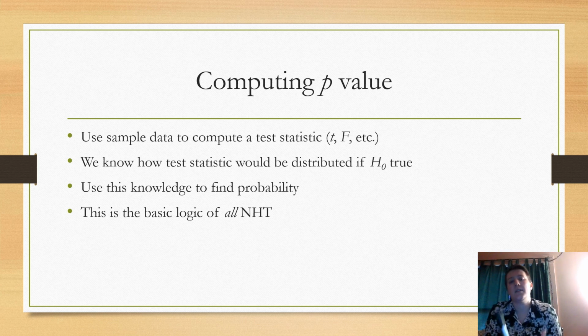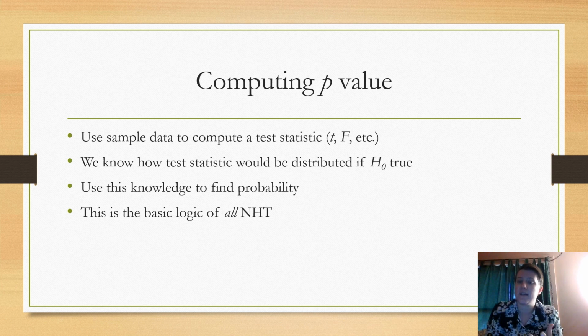So to compute the p-value, again, we're going to do this for all inferential tests that we do. What we have to do first is determine which inferential test we're using. Are we looking at t-tests? Are we looking at ANOVA? So we need to determine which statistical test we're going to use and calculate the appropriate test statistic.